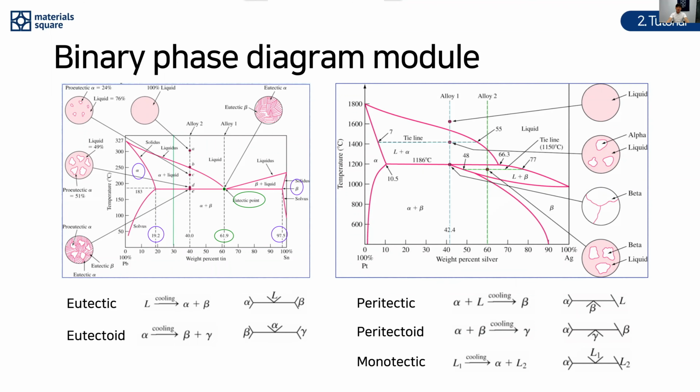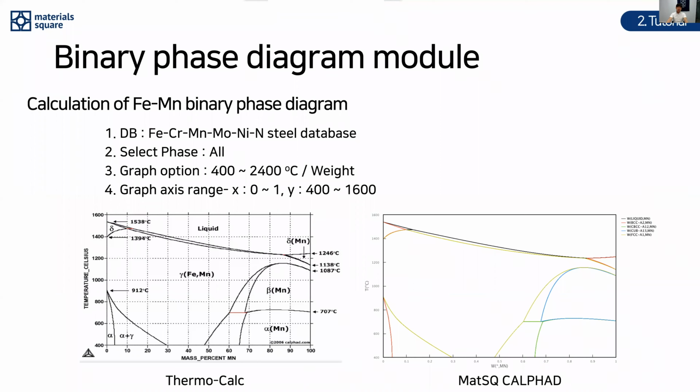In the binary phase diagram, normally there are 5 types of reaction. Since this content is included in the thermodynamic textbook during the undergraduate period, we won't go into more detail here. So let's start the tutorial of this module. We will get iron manganese binary phase diagram.